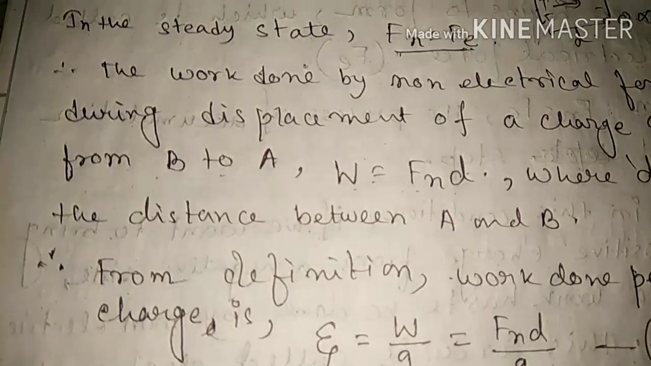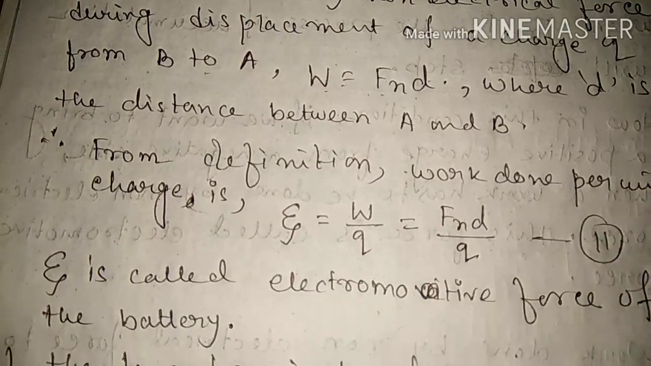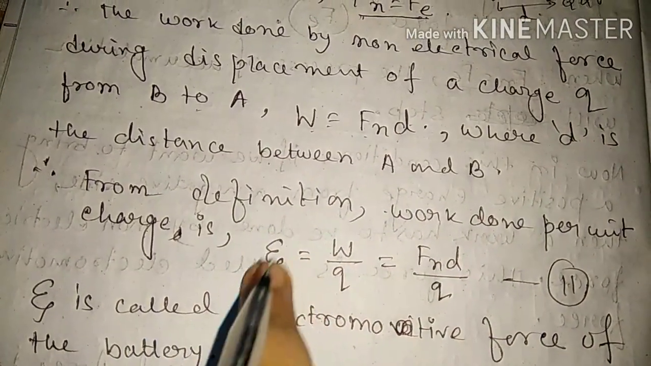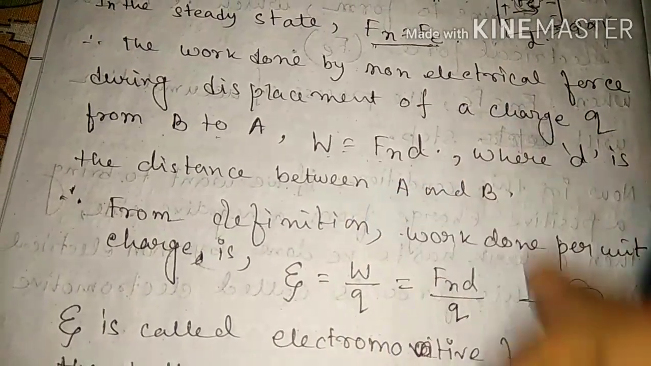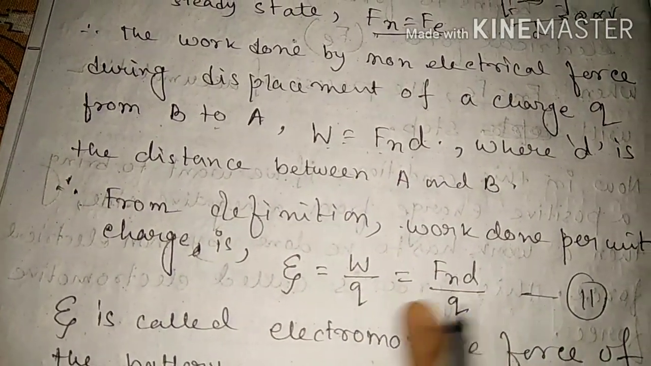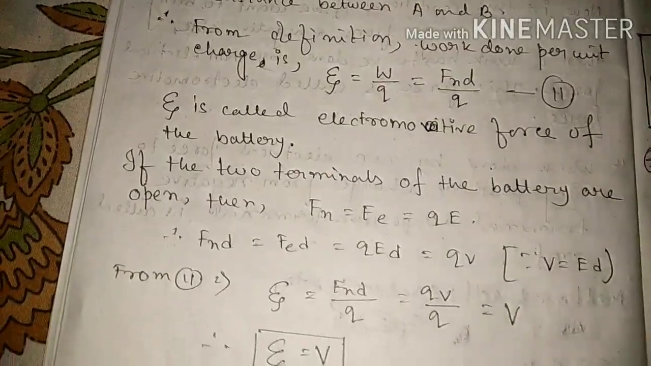Now from the definition of electromotive force, what is the definition? Work done per unit charge, W by Q, that is denoted by E. EMF is denoted by E. So E equals Fn into D by Q. E is called the electromotive force of the battery.